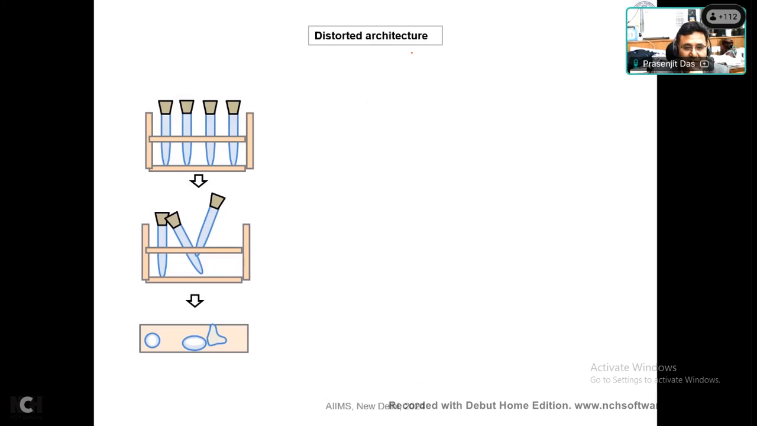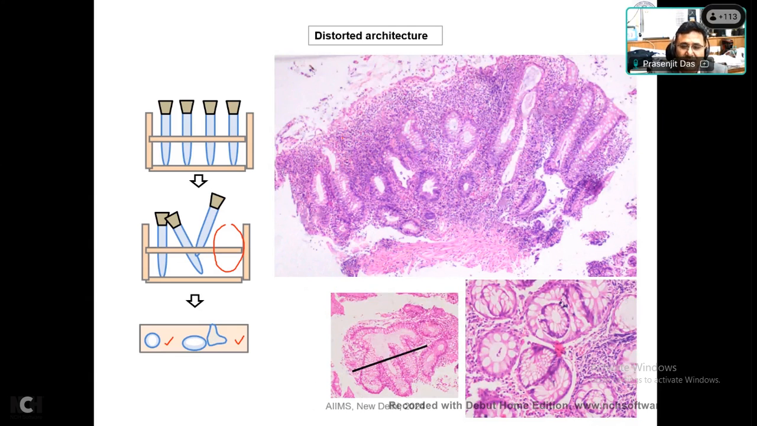Now distorted architecture, as I was talking about, will be something like this. What is distortion? Distortion means there will be a disorganized appearance. Somewhere the test tubes are not there. If you look from the top, somewhere the crypts or test tubes are lost, and in other areas the shape will be changing. There will be some back-to-back arrangement, which we see during branching. So if I ask you if this colonic biopsy is normal, all of you can tell the architecture is not normal.